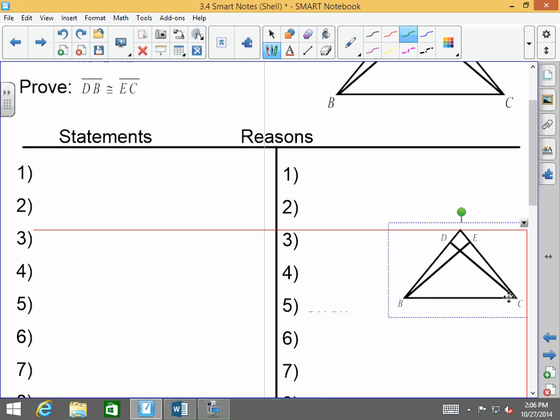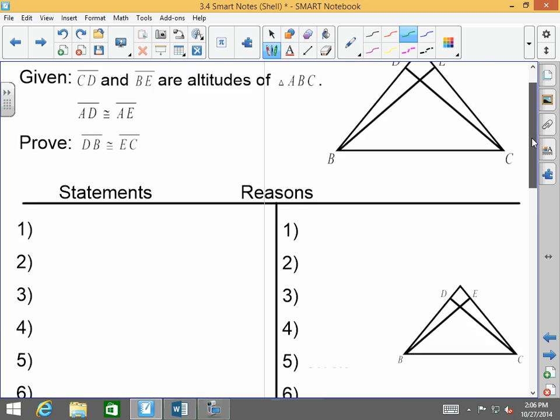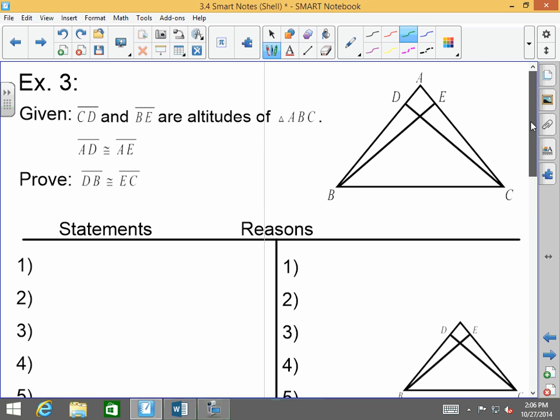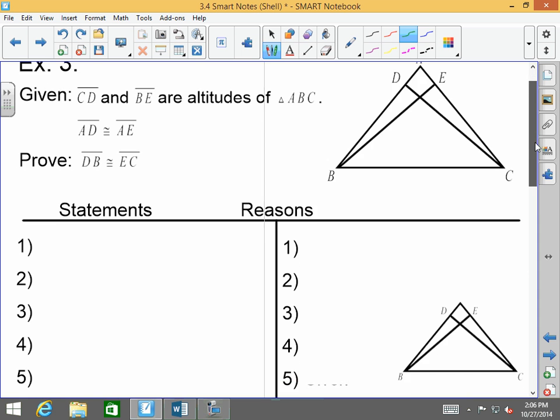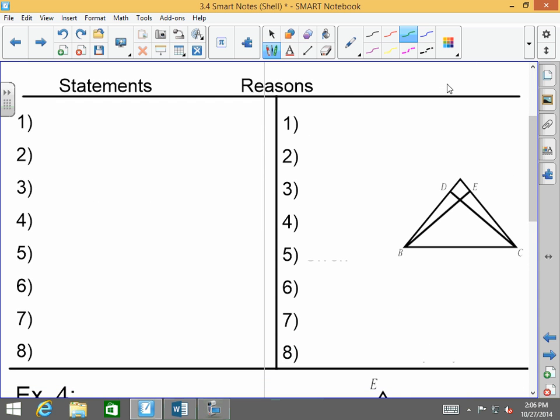All right. Let's see what we got here now. CD and BE are altitudes of triangle ABC. AD is congruent to AE, and we want to prove that DB is congruent to EC. All right. So let's see what we got here, guys.